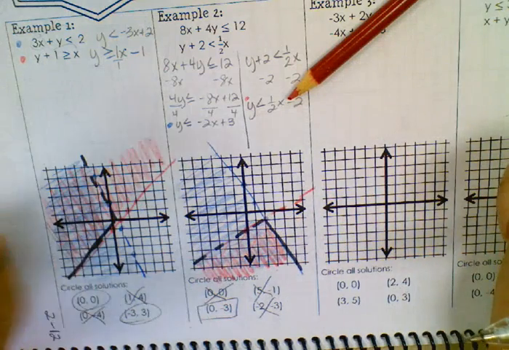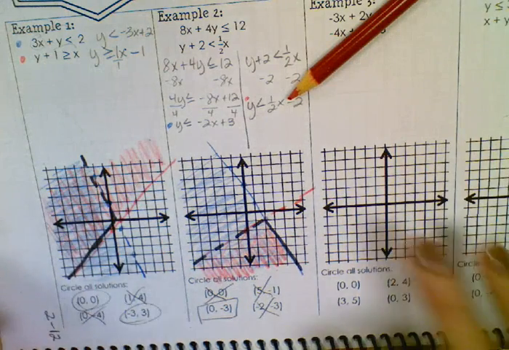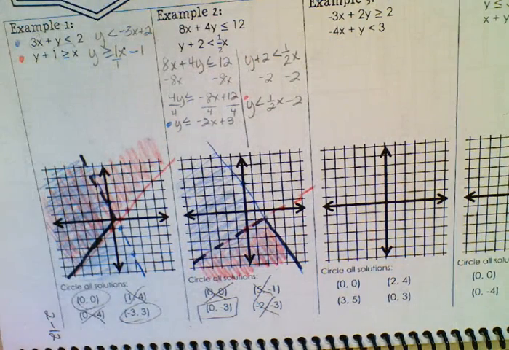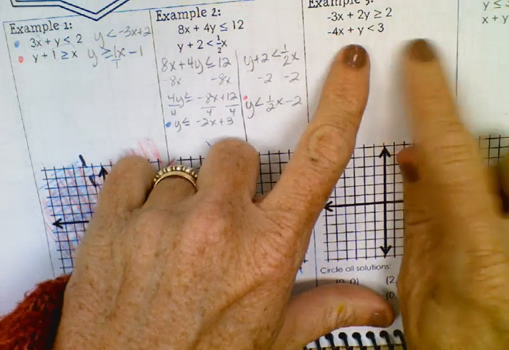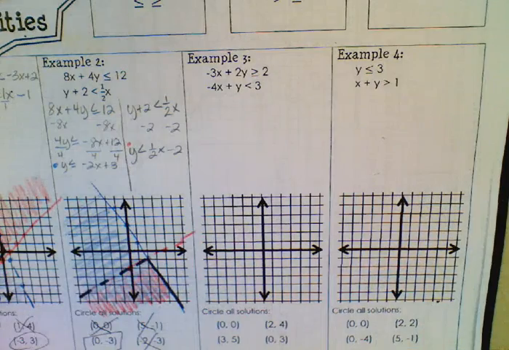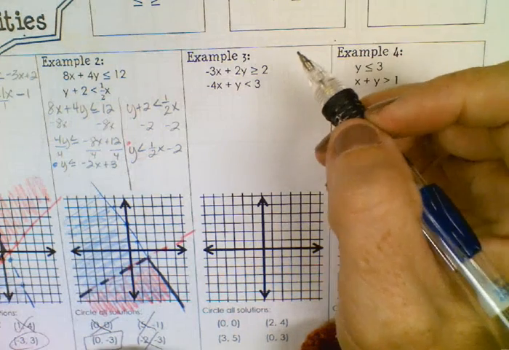Okay? All right, go ahead and I would like you to attempt the last two on your own and then come back and check your work. The first thing you're going to need to do is change those into slope-intercept form to make it a more feasible problem. So do that now.